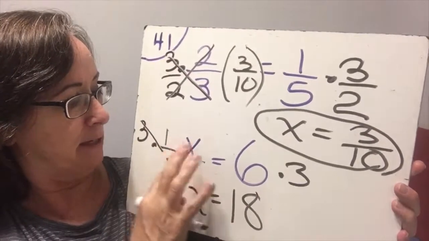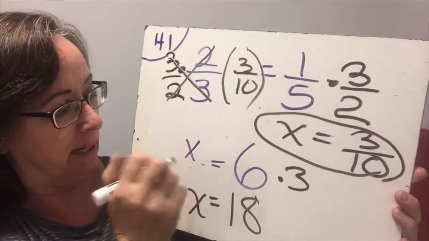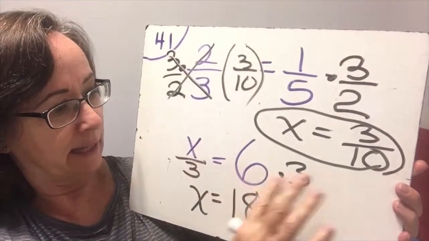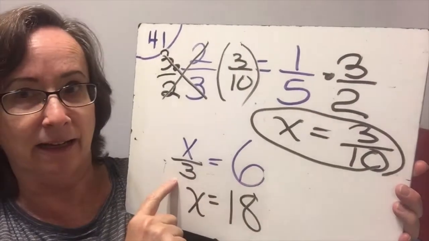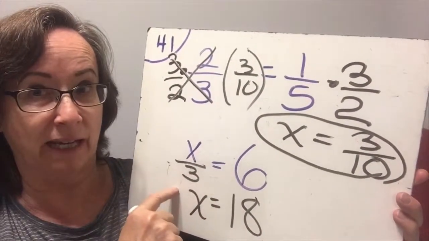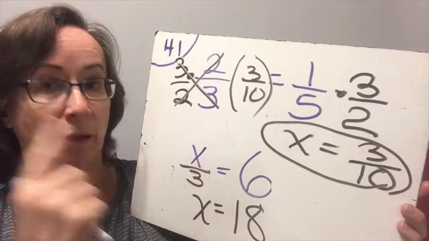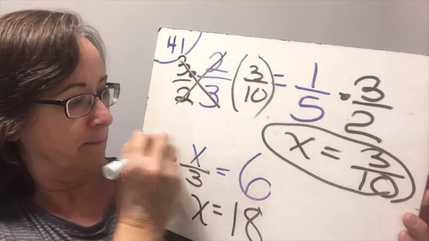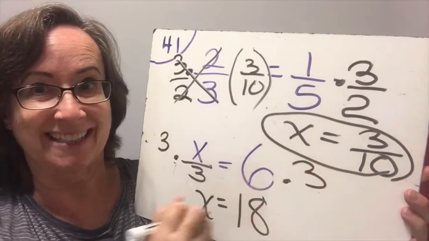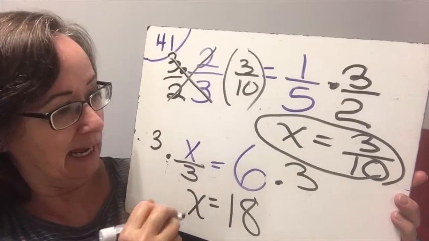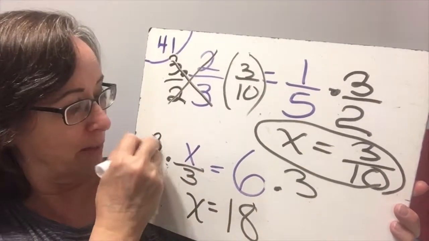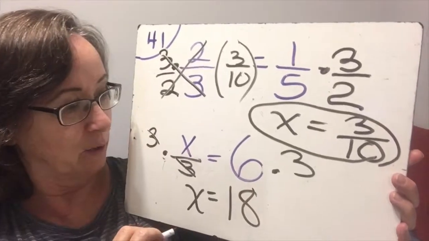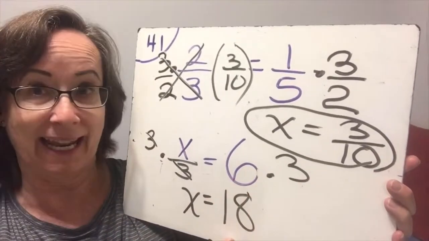If we left the 3 under the x, then we would still try to get rid of the 3. Since it's divided by 3, we're going to multiply by 3, because the inverse operations undo each other, don't they? And we get the same answer. The 3 on the top and the 3 on the bottom will cancel each other out, and we get 18.